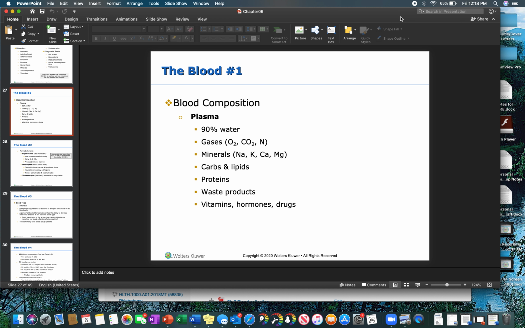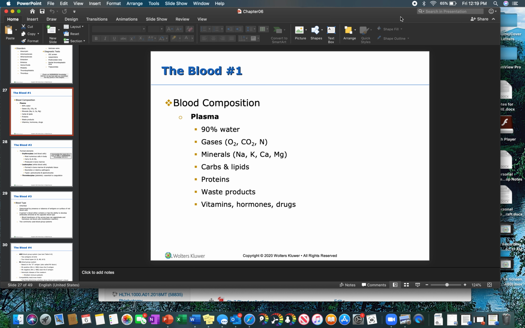Okay, but anyways, the blood. So this is where we kind of start to get into the fun part of the class, because blood is what we will be dealing with as phlebotomists. We will be drawing blood. So it's very important to know the composition of the blood and what you're dealing with, basically.